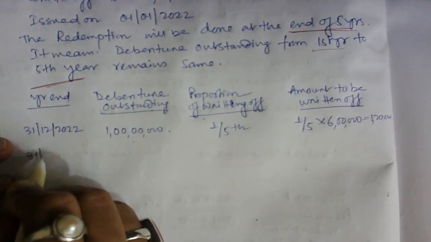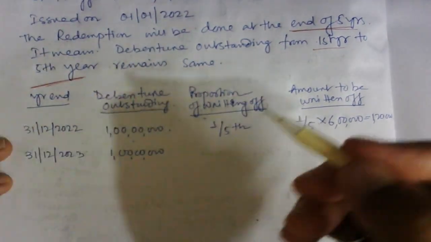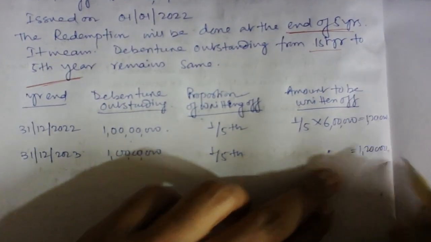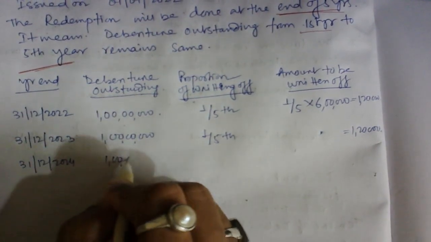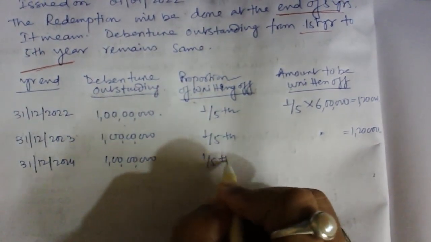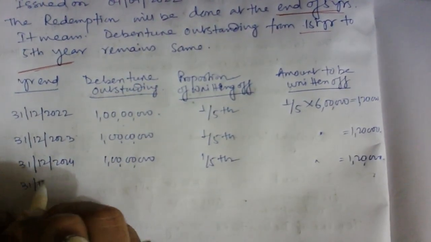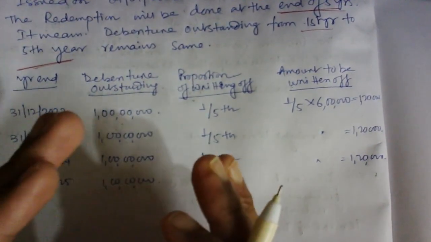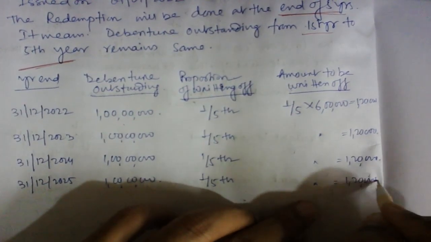Then at the second year end, obviously the amount will be the same because we are going to repay at the end of the 5th year. Again 1/5, so the same 1,20,000. Each and every year you need to write it down like this. If the institute gives it like this, you have to solve the way I am doing. Because it is SLM and the debenture has to be repaid at the end of the 5th year, you follow this method only, SLM, equal writing off.